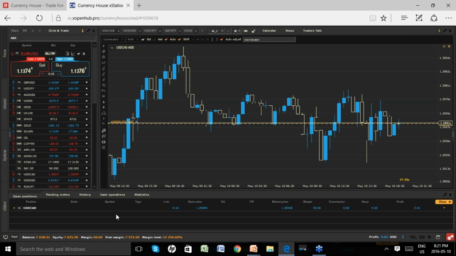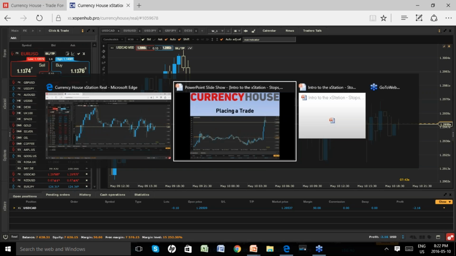It's FX, it's USD CAD. We only did 0.1 lots. It's at a negative because we shorted it. We can see our open price and some other notions, and then we have our current profit, which is negative because we just opened the trade. So our trade is currently open. So what do we do next?